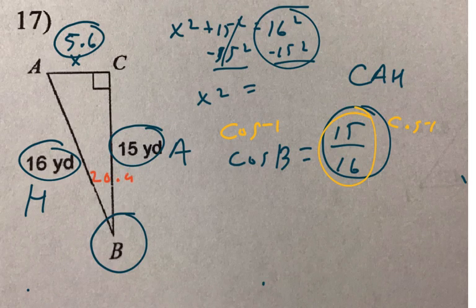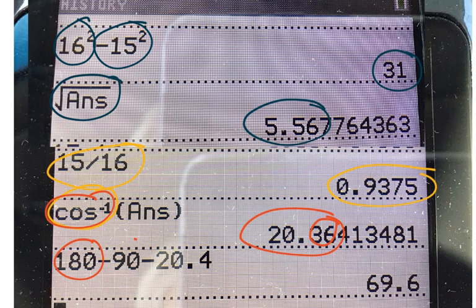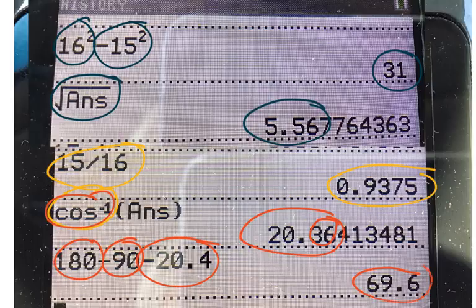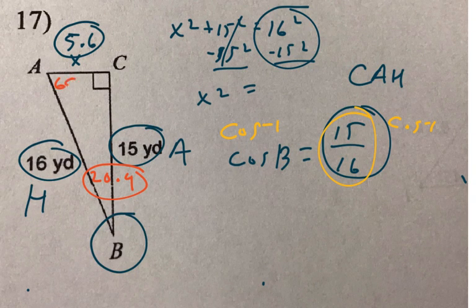20.4 degrees. Now, what about angle A? Well, just like we did in the previous problems, 180 minus the 90 minus our newfound angle, 20.4. We know our other missing angle must be 69.6. So we got to know the Pythagorean theorem. We got to know our SOHCAHTOA. We got to know triangles add up to 180.